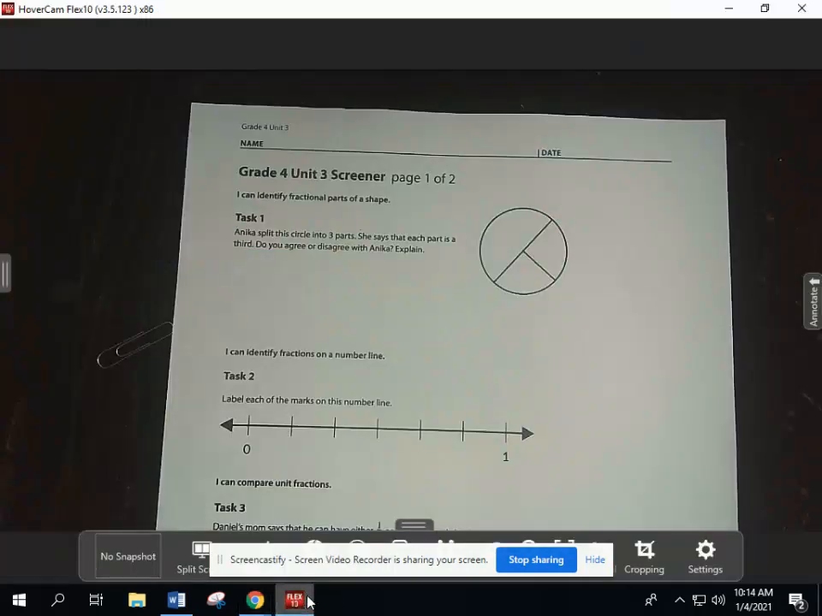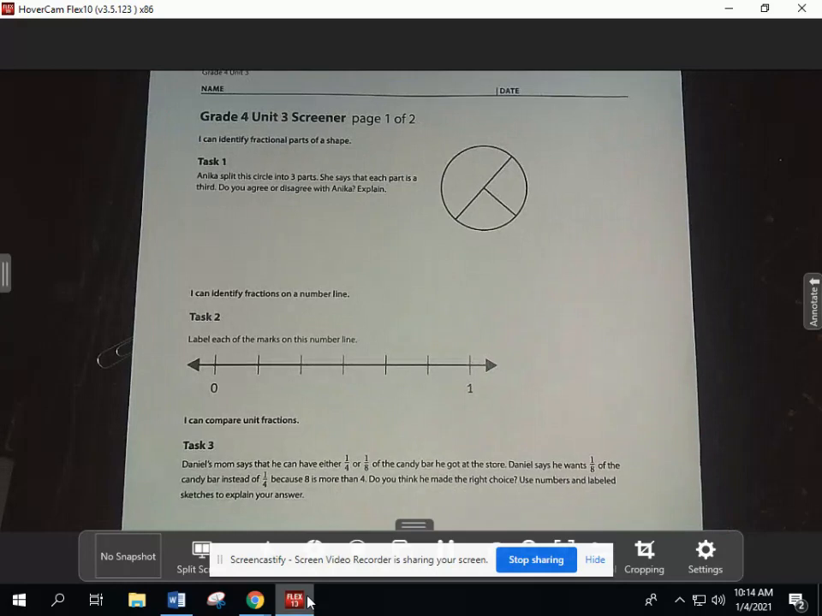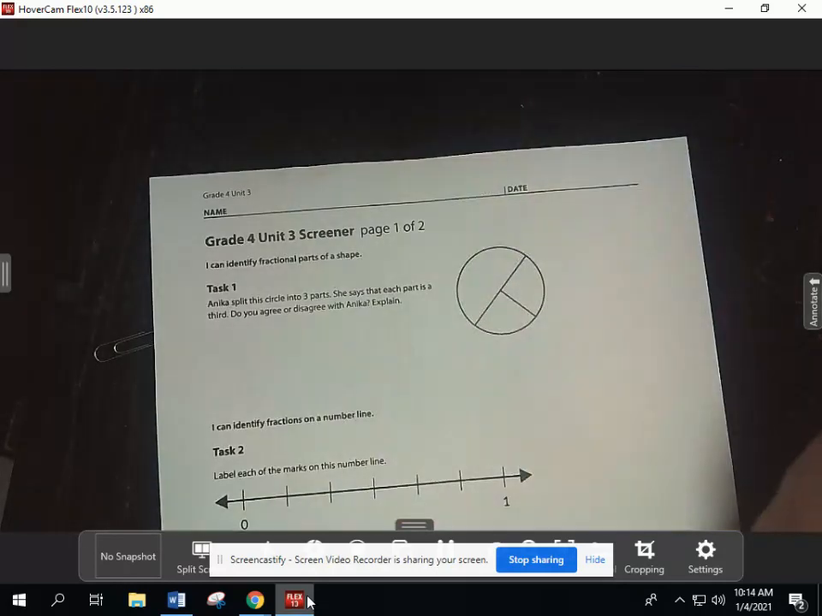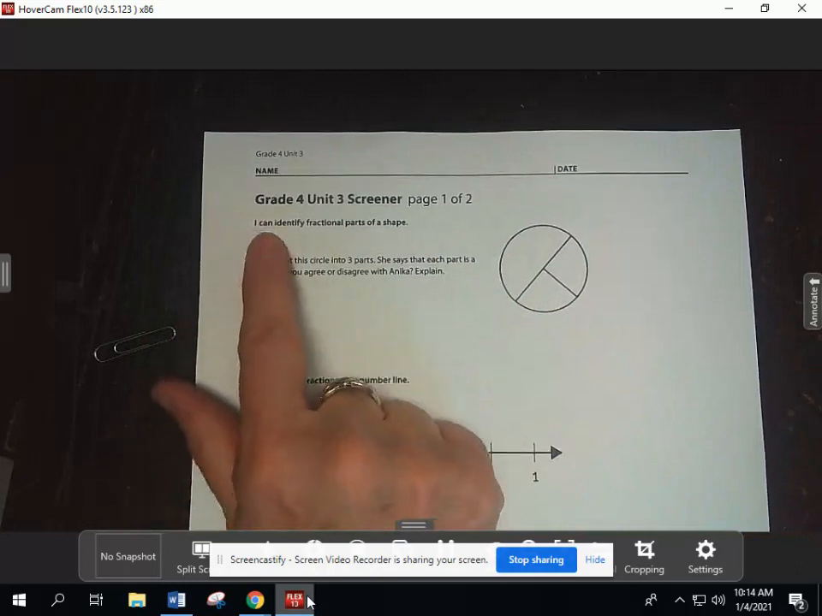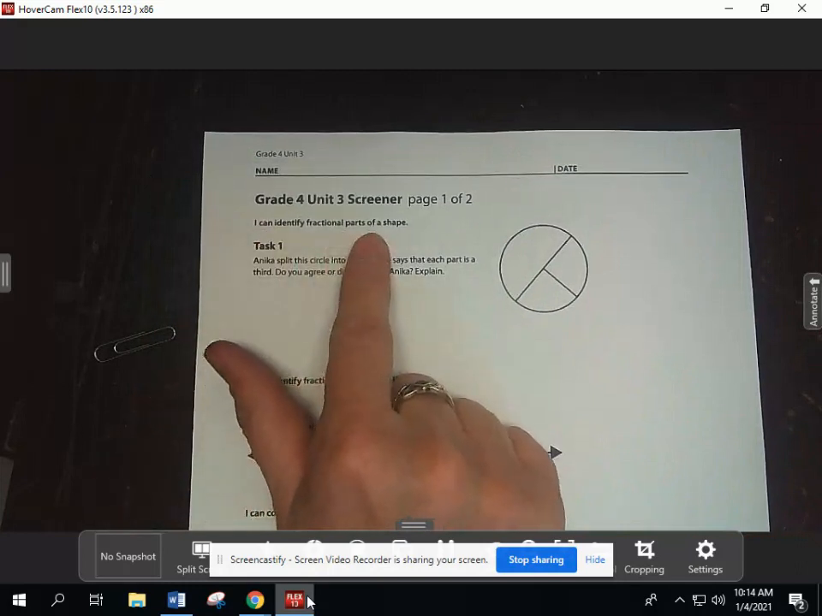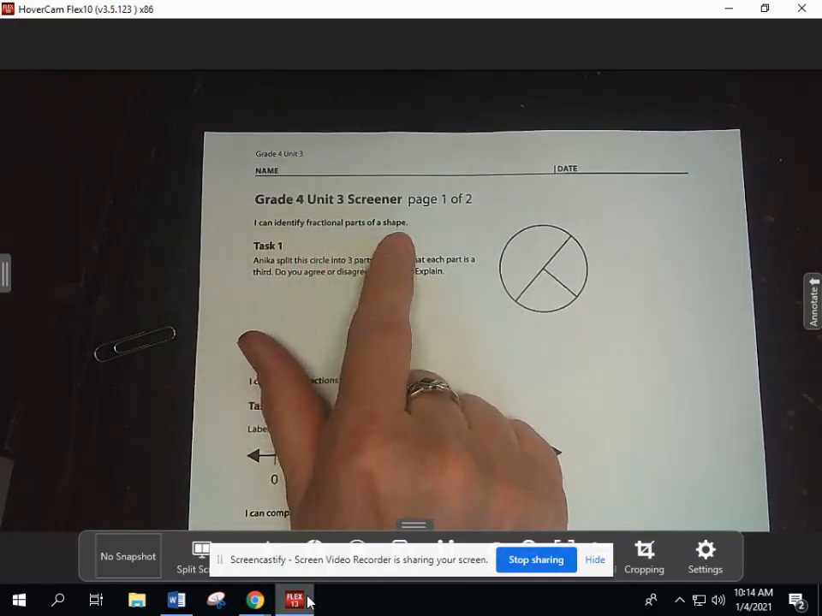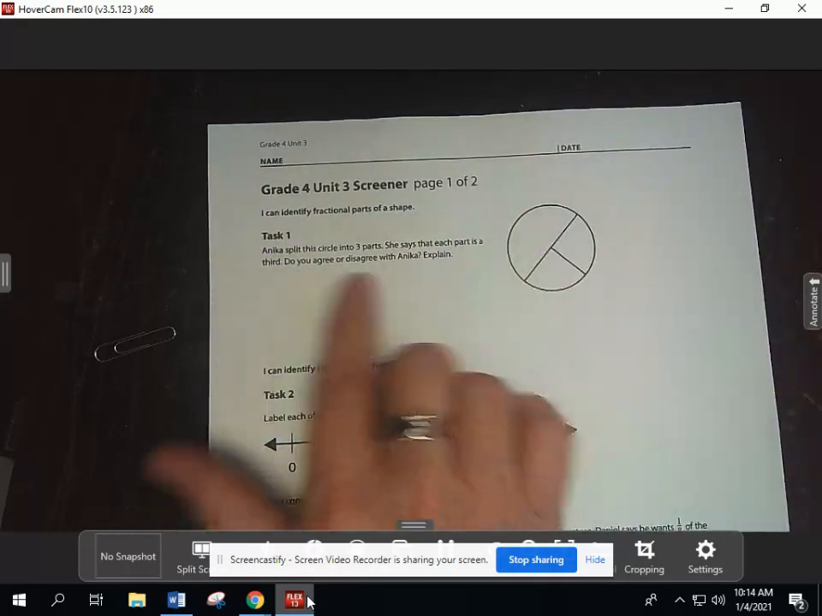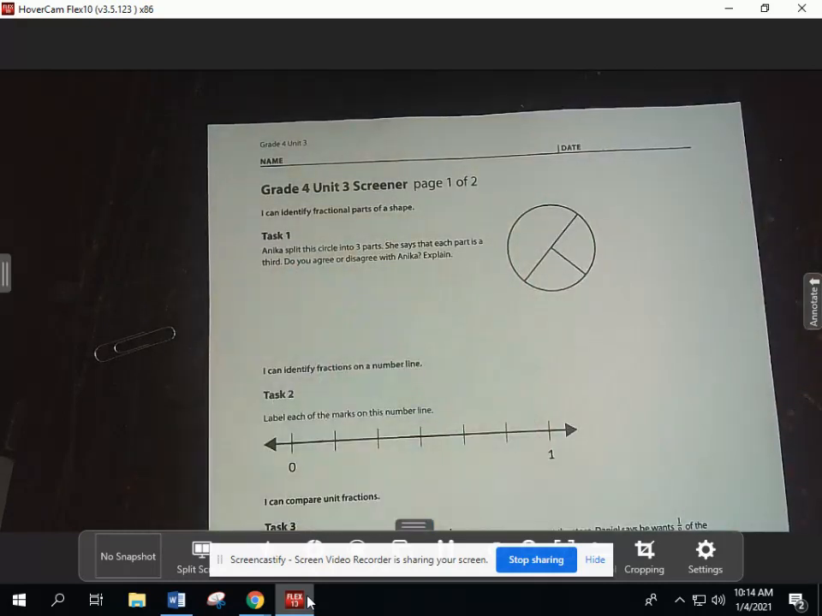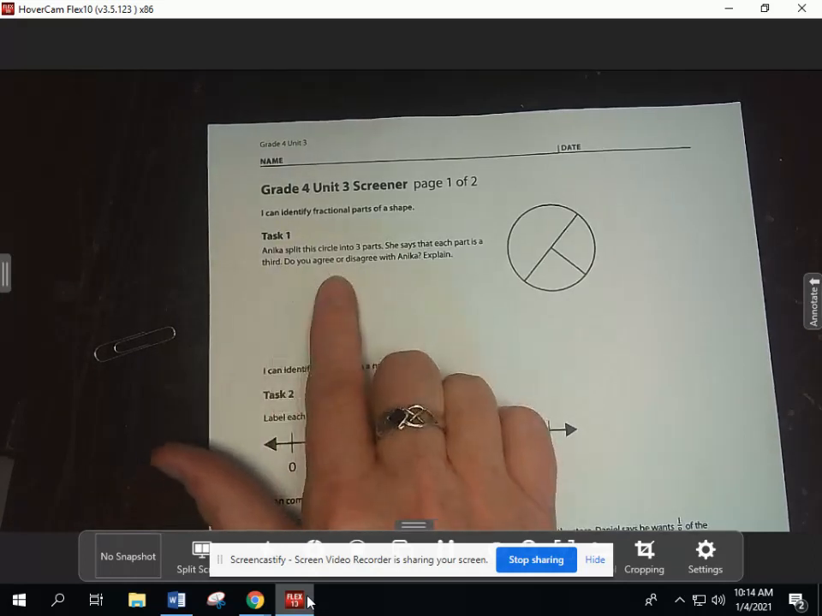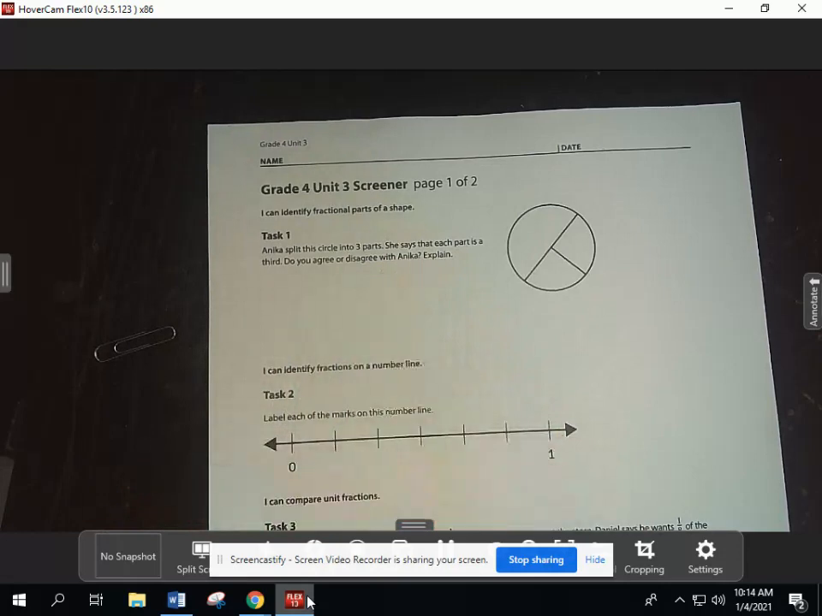So this is the screener that you'll be starting on. It has two sides. Make certain you put your name at the top. And then our first task, it says, I can identify fractional shapes or fractional parts of a shape. Here's our shape and what you need to do. It says, Annika split this circle into 3 parts. She said that each part is a third. Do you agree or disagree with Annika? Explain. That means write yes or no if you agree with her, and why you agree or disagree.